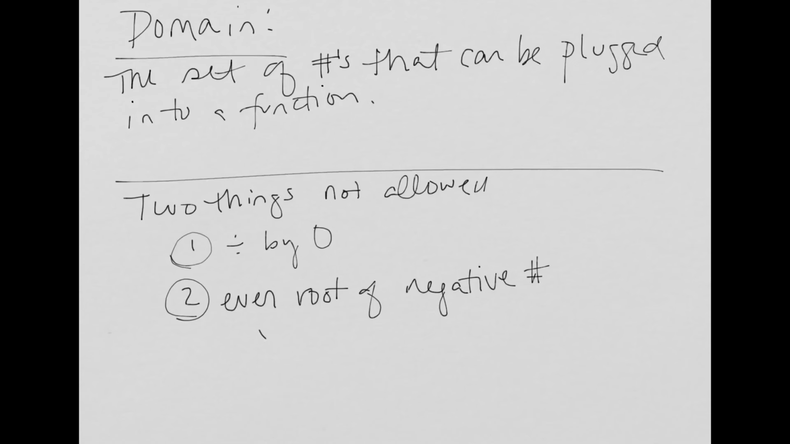What do I mean by that? You can't do something like the square root of negative 2 with a function. You can't do the fourth root of negative 8. Anytime you have an even root, so even being square, which is 2, 4, 6, 8, etc., you can't have a negative number inside the radical.